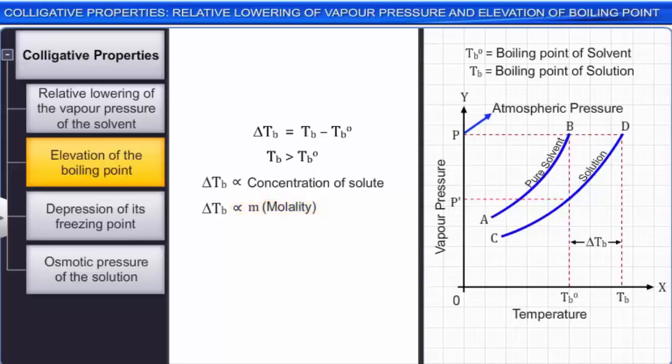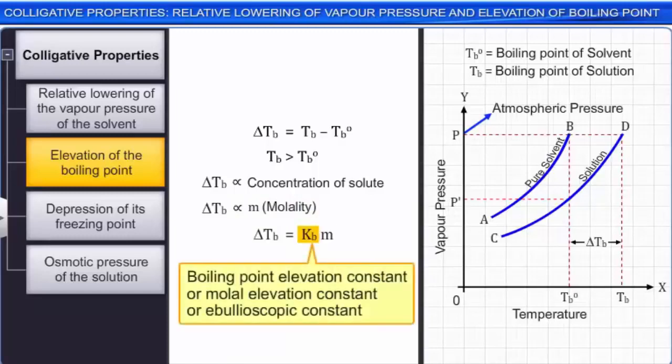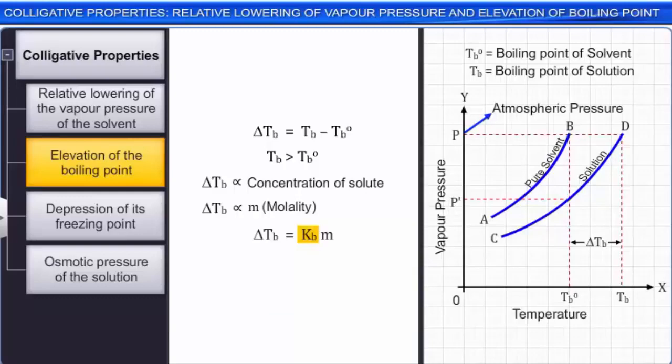Or delta Tb is equal to Kb multiplied by m, where Kb is known as the boiling point elevation constant or molal elevation constant or the ebullioscopic constant. Molal elevation constant is defined as the elevation in the boiling point when 1 mole of a solute is dissolved in 1 kilogram of a solvent. Thus, the unit for molal elevation is Kelvin kg per mole.